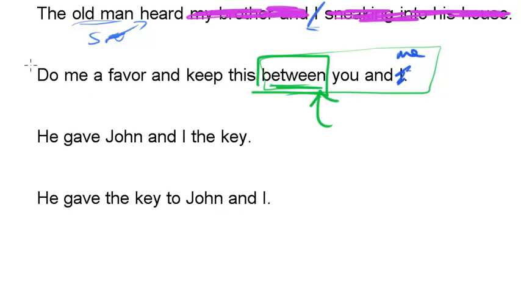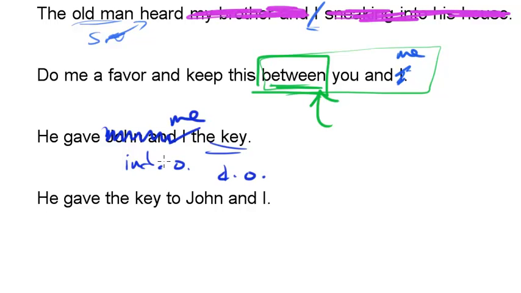Okay, what about this one? Again, let's just cross out John and see how it sounds. He gave I the key? No. He gave me the key. And again, in this case, the I in the compound noun here is not actually a direct object, right? Because we are not being given. This person is actually giving the key, so the key is the direct object, whereas John and I are the indirect objects. Still, they're under the banner of the objective case, therefore I is going to be me.